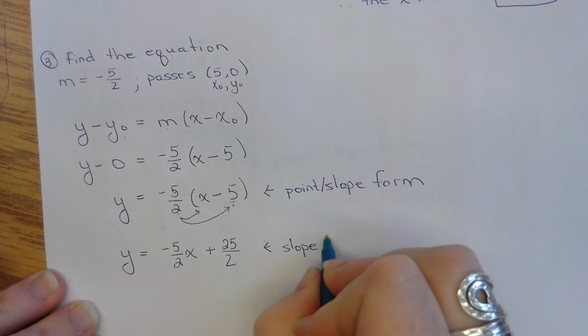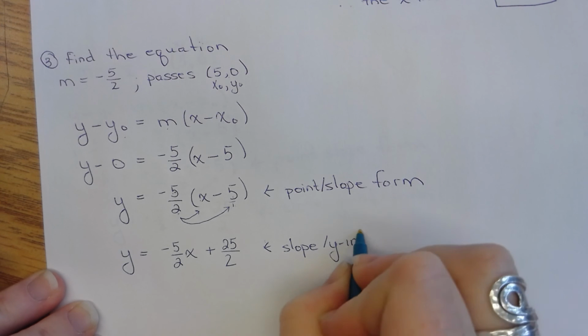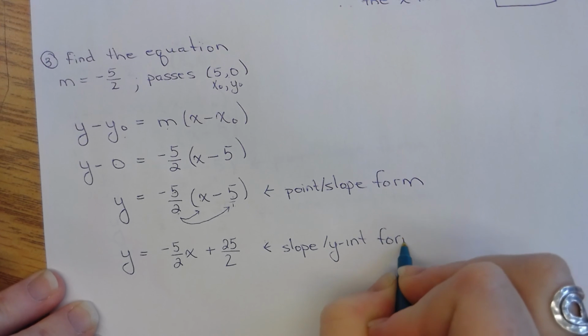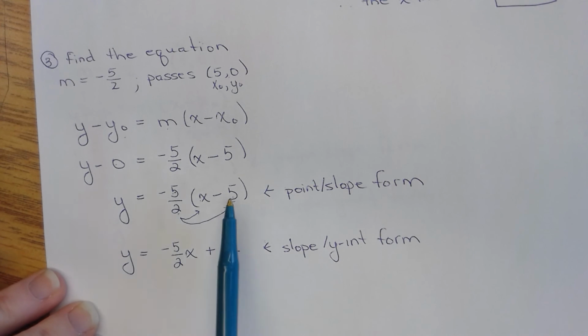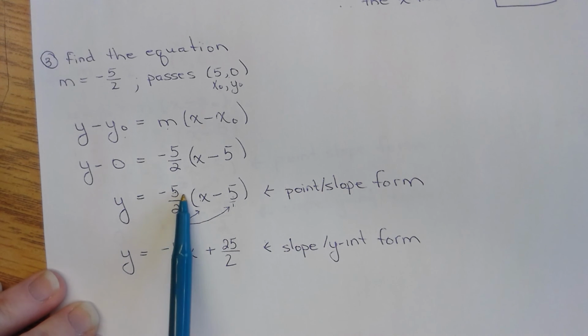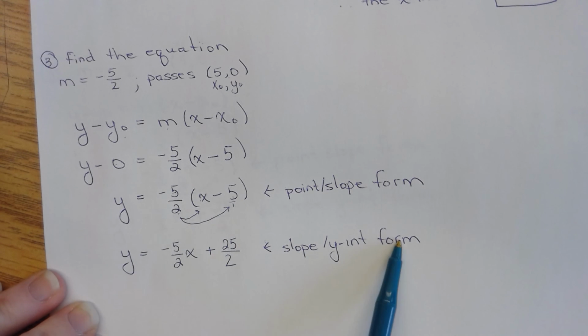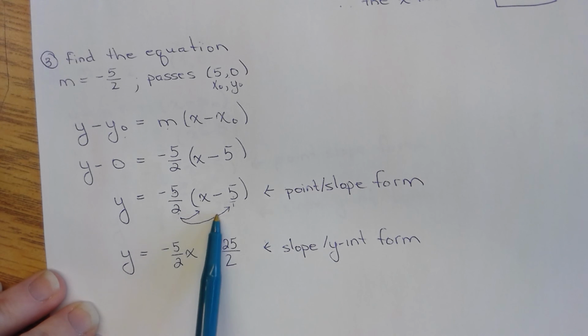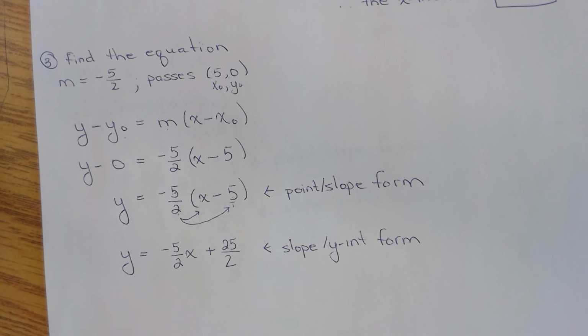So this is slope-intercept form. Unless specified, you can leave it in this form or you can leave it in this form. It's totally up to you. If I asked you to put it in point-slope form, then you would do this one. If I asked you to put it into slope-intercept form, then once you got here, you could just distribute to get it to slope-intercept form. Hope that helps.